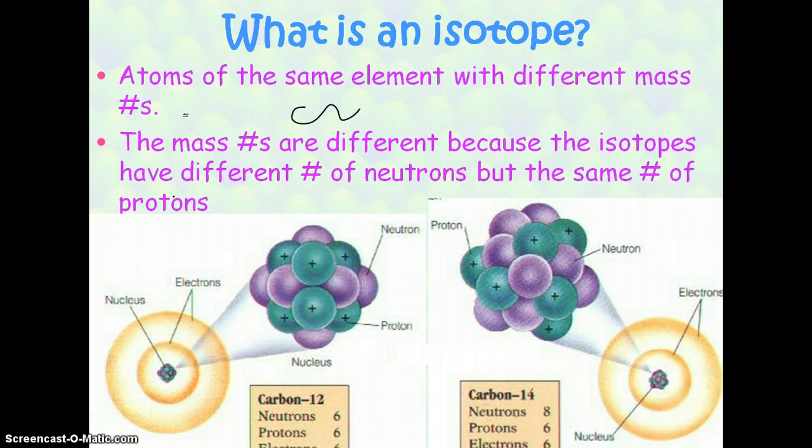Okay, so basically it's when you have two atoms, they are the same element, meaning they have the same number of protons, but they have different numbers of neutrons, which means they have a different mass, okay? Down below here you see carbon-12 and carbon-14. Carbon has an atomic number of 6, which means that it has 6 protons, so both carbon-12 and carbon-14 have 6 protons, but carbon-12 only has 6 neutrons, whereas carbon-14 has 8. Okay, so that's the difference between them. So they're isotopes of one another.